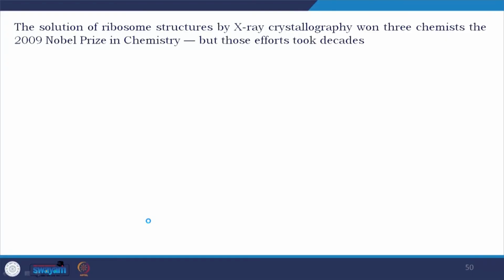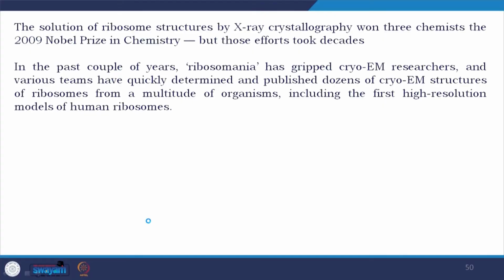The solution of the ribosome structure by X-ray crystallography won 3 chemists the 2009 Nobel Prize in Chemistry. Venki Ramakrishnan is one of them, Thomas Steitz. So, they got the Nobel Prize for the structure of the ribosome, but in addition to that, ribosome mania has gripped cryo-EM researchers. Why? Because the ribosome is a stable complex and is good enough in size to go for cryo-electron microscopy, and it is very important because it is the protein synthesis machinery.